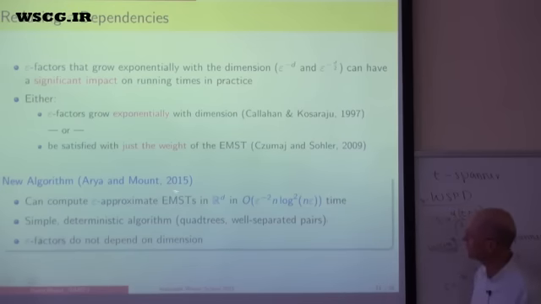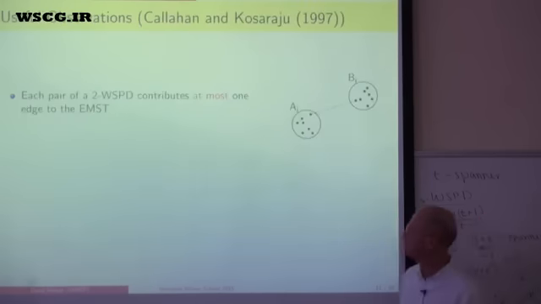So like I said, recent, this is from way back in 2015. So here's the idea. We would like to compute an epsilon approximation. The running time will not depend on d, but we will actually not compute just the weight. We're actually going to compute the entire EMST. The algorithm is going to be a simple deterministic algorithm making use of basically quad trees, well-separated pairs. And like I said before, the epsilon factors do not depend on the dimension.